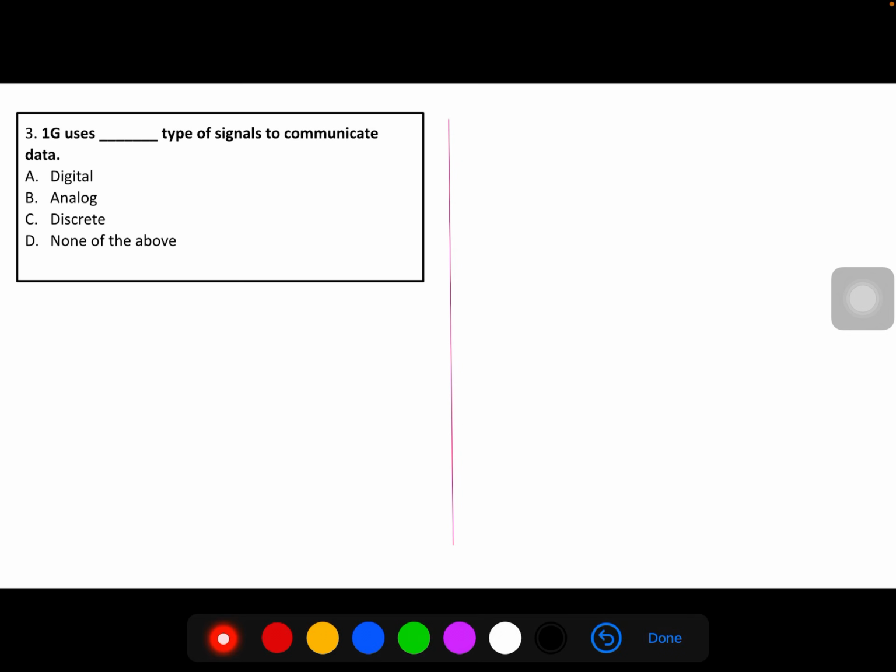Next question. 1G uses dash type of signals to communicate data. 1G was meant for voice communication and it was mainly using analog signals, which were further improved in 2G by the use of digital signals. So the correct option is B, that is analog.